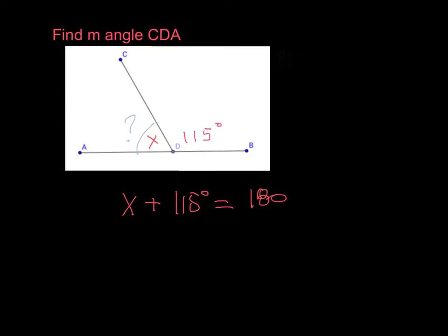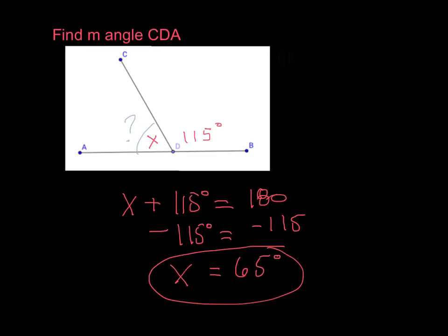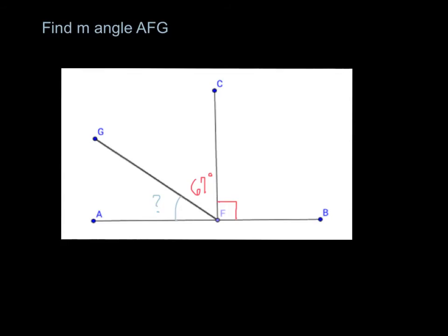Alright, so now I'm just going to do a little bit of algebra and solve for x. So I'm going to subtract 115 degrees from both sides. And I get x equals 180 minus 115 degrees, which is 65 degrees. So the measure of angle CDA is 65 degrees. So that was an example of solving for supplementary angles. Let's take a look at a complementary angle problem.